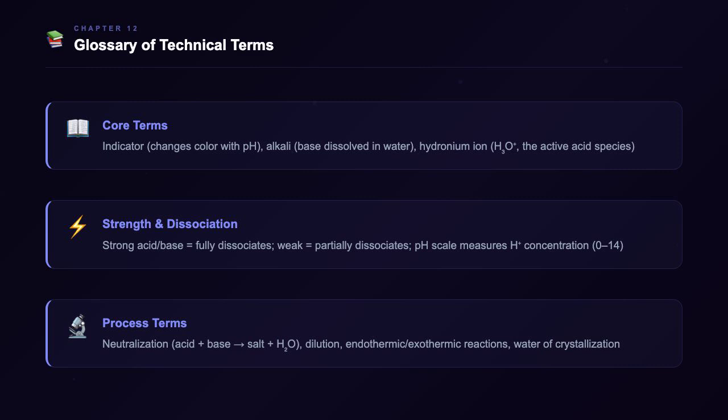Acids and bases can be strong or weak, depending on how they dissociate in water. A strong acid or base completely dissociates, while a weak one only partially dissociates. The pH scale measures hydrogen ion concentration, ranging from 0 to 14. Neutralization occurs when an acid and a base react to form a salt and water. Substances can be diluted by adding solvent, reducing their concentration. Processes can be endothermic, absorbing heat energy, or exothermic, releasing heat energy. Water of crystallization is water bound within a crystal structure.